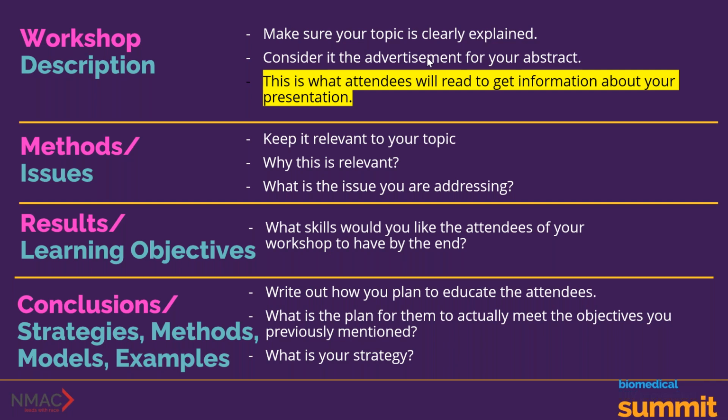Under results or learning objectives, what skills would you like the attendees to have by the end of your workshop? We want you to write those out. We'd love to see at least 3 learning objectives. If you have results, we want to know what results you found from your study or program. Explain those to us so that we can get a better idea of what those folks need to learn when they attend your workshop.